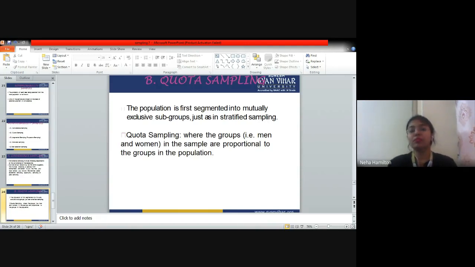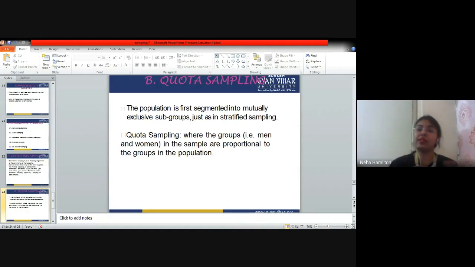See, what do we do in quota sampling? We divide the population into certain subgroups or certain quotas, as it happens whenever you give a paper for government services. They have a quota system. That's what quota sampling is all about. They have a quota system so that each part of the society should be covered.